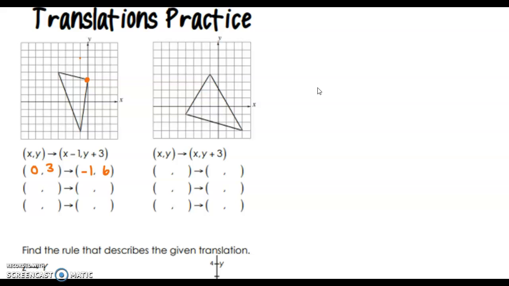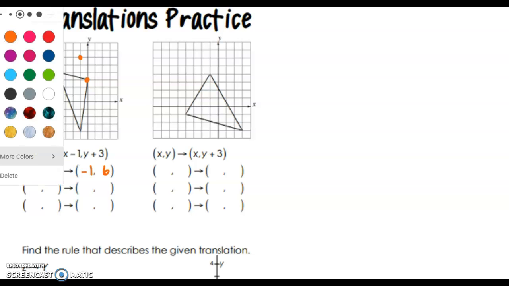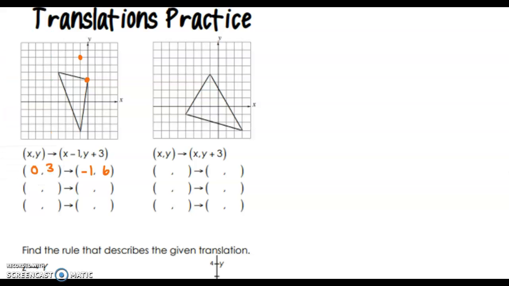Negative 1, 6. Okay, now our next point, let's do this one right here. This is (negative 4, 4). What would its new coordinates be?